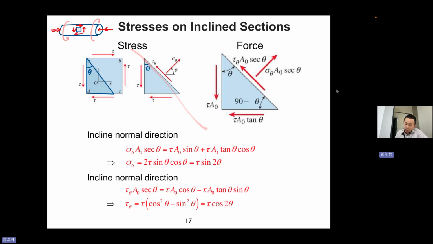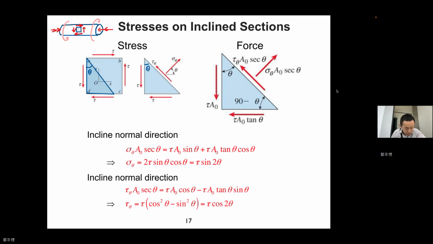But we cut it, and we need to write down two stresses. The first one is the normal stress, sigma theta, right? This is tau theta. And because we leave this part and ignore that part, we won't see this tau. So now we want to do the force balance. Before we do the force balance, we need to multiply the stress by area, right?